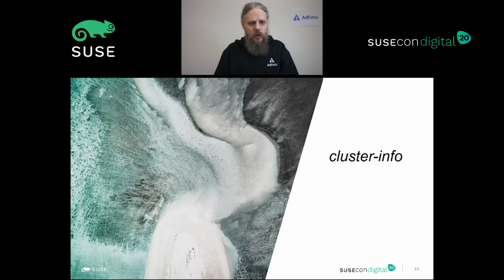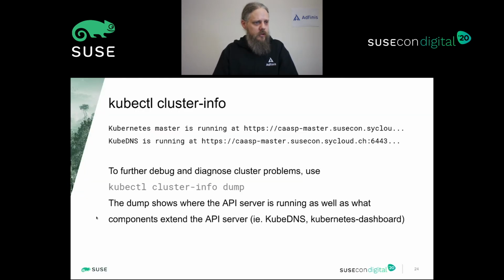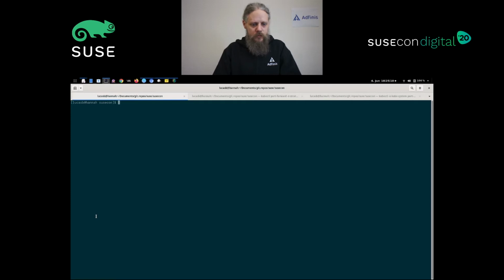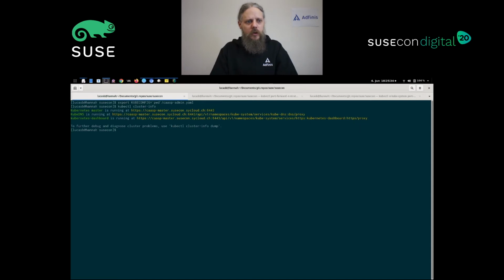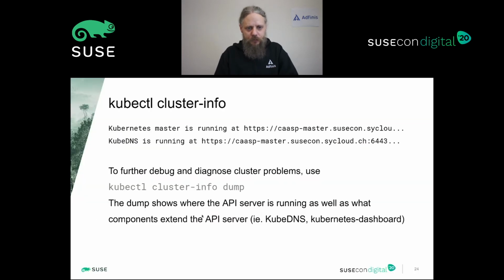Let's see how this all works using kubectl cluster-info. First, I load the YAML file I was given by my admin into the kubeconfig variable. And then I can do kubectl cluster-info. I can now see that there's a master running, there's a DNS system running in the cluster, and there's also a dashboard running. To further debug and diagnose cluster-wide problems, I could also do kubectl cluster-info dump.